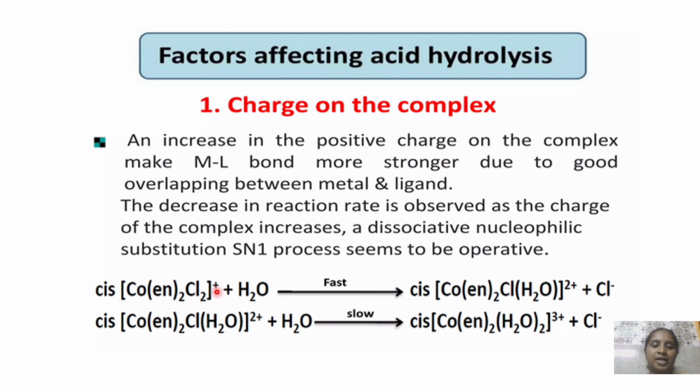The positive charge containing complex goes with the faster rate, whereas increasing the charge on the complex goes with the slower rate. Why? Because the metal and all the ligands make a stronger bond with the metal. The case is the reverse of this one.